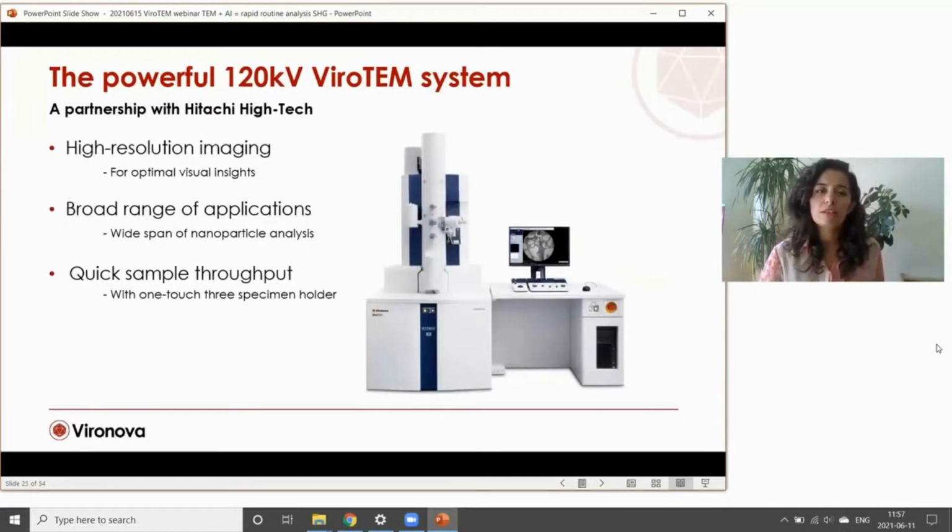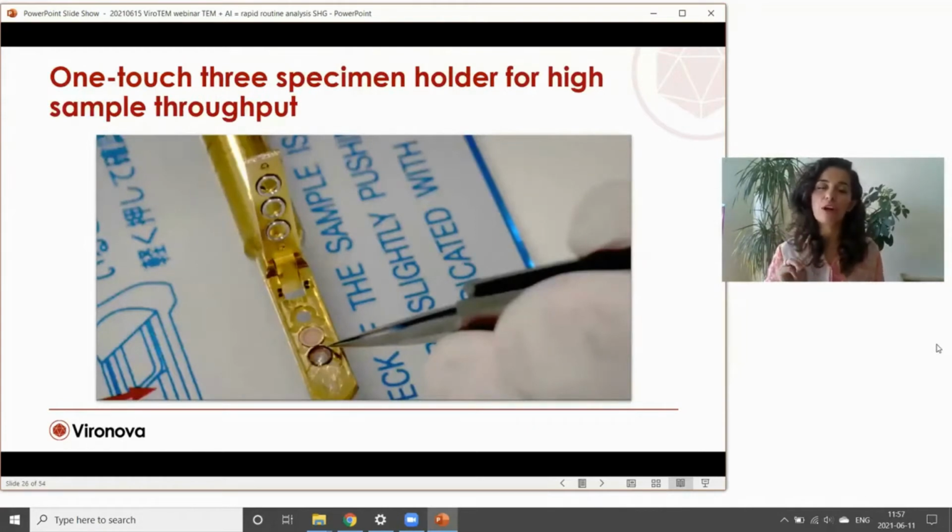You can run samples through this system really, really fast. And that is really thanks to this one-touch 3-specimen holder. So you can load 3 grids in one go, really ramping up the speed at which you can obtain your data and analyze the images. So you don't have to take it one grid at a time, load 3.